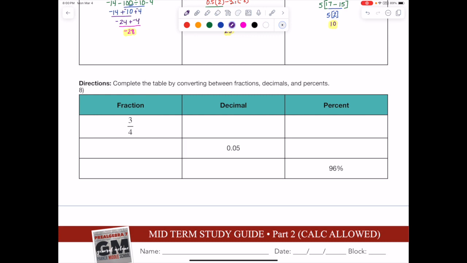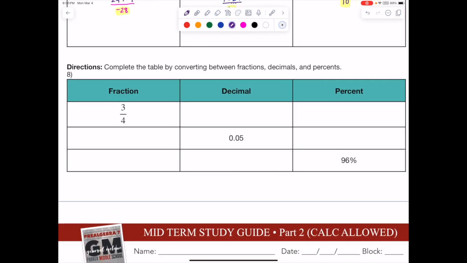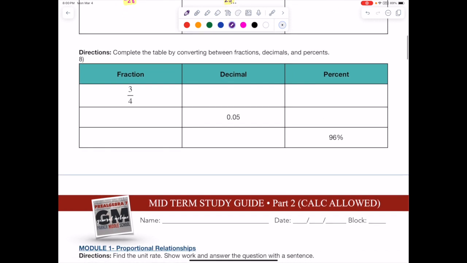All right, the last part with no calculator is just filling out this table. Okay, so let's go ahead and take a look at these pieces here. So 3/4 you have to know is 0.75, okay? And as a percent, swoop, swoop, is 75%, okay? All right, our 0.05, okay? We can go swoop, swoop, and this is 5%.